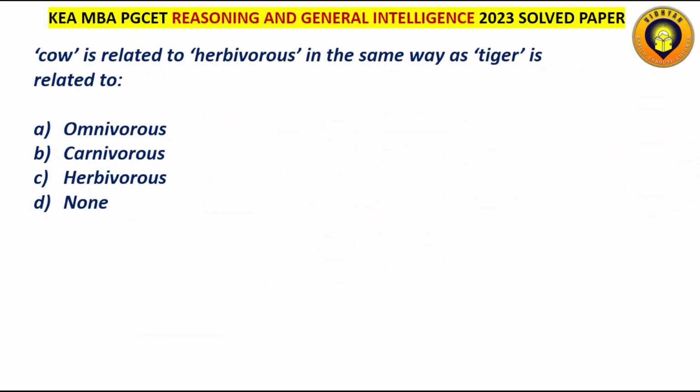Cow is related to herbivorous in the same way as tiger is related to. So, tiger is a carnivorous animal. You know that, right? So, the answer here is option B.